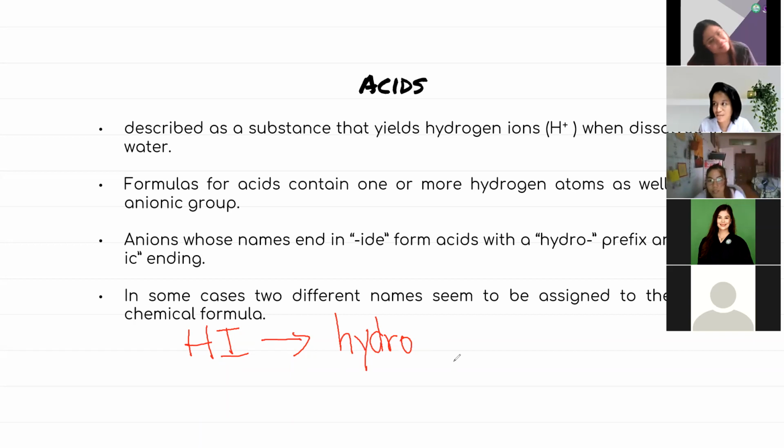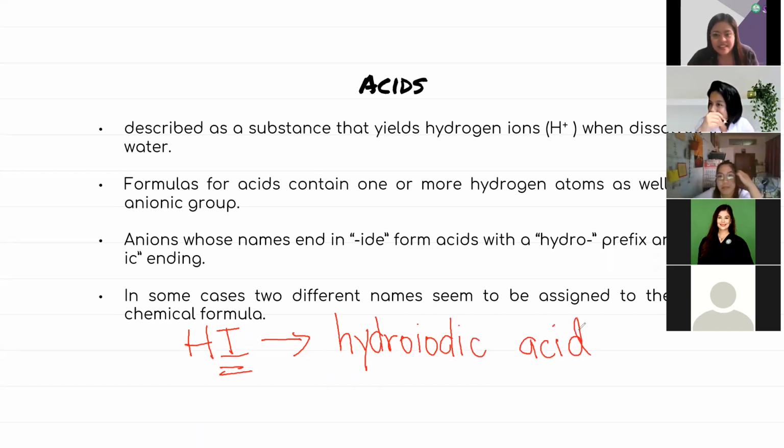Tapos, the anion. What is the anion? Iodine or iodide. Pero ano ang magiging ending niya? Iodic. Instead of IDE, this will end with IC. So this is now called hydroiodic and then the word acid. Okay? That's how we name acids class.